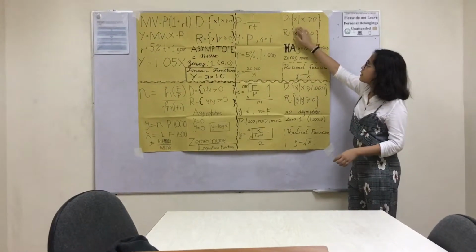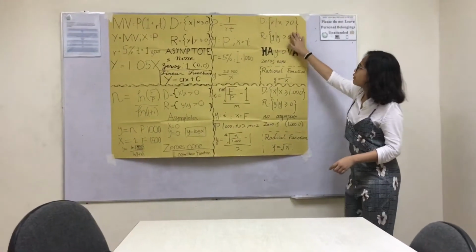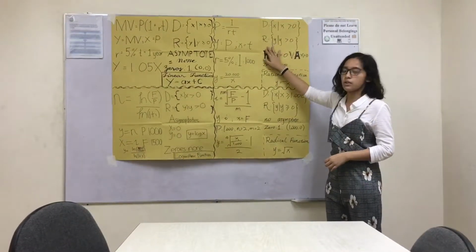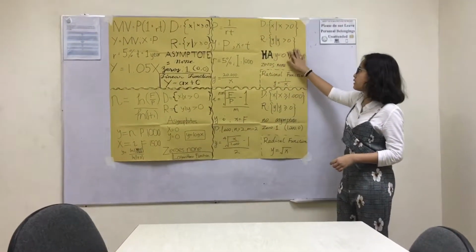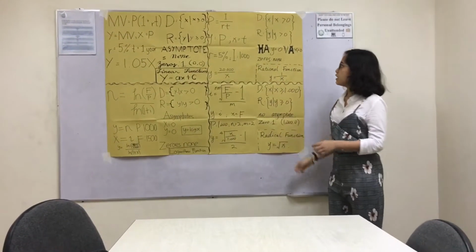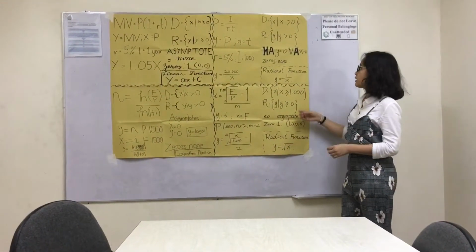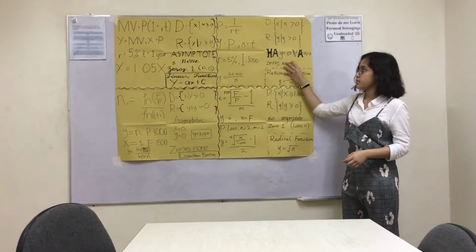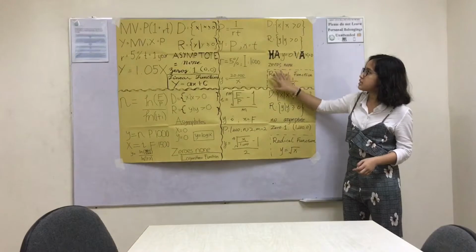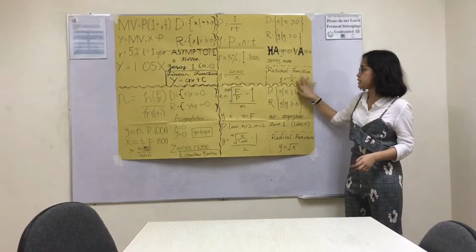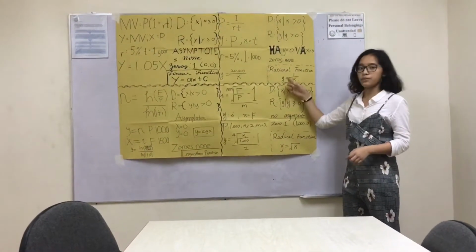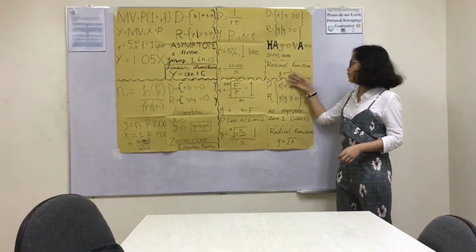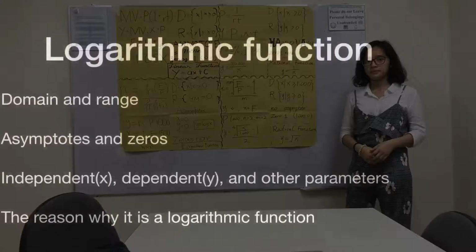function has the domain of x such that x is greater than 0 and a range of y such that y is greater than 0. It has an HA of y equals 0 and a VA of x equals 0. It has no zeros, and we can consider this function as a rational function because it follows the basic form of the rational function, which is y is equal to 1 over x.